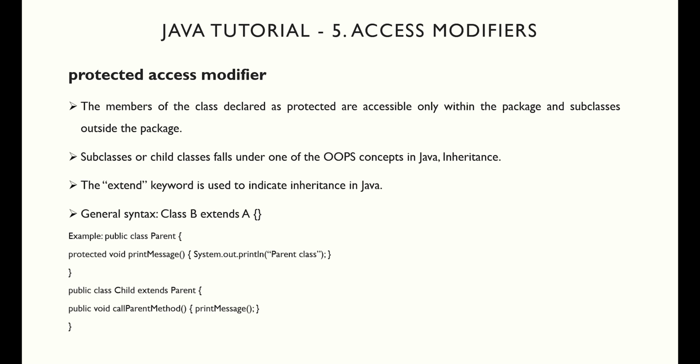A protected method defined in the parent class is only accessible by the child class outside the package. Any other class that does not extend the parent class cannot access the protected method. The protected access modifier can be applied on variables, methods, and constructors. It cannot be applied on the class. This access modifier provides slightly more restricted accessibility than public and more accessibility than default.